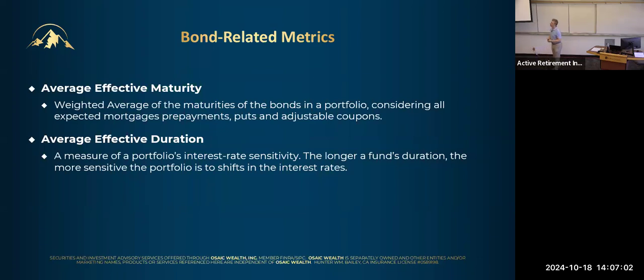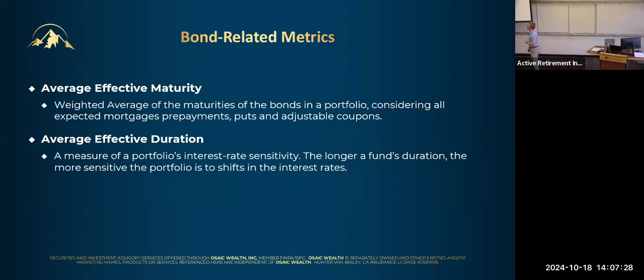So we're taking into account if you have, say, a callable bond, and it can be called early, or if you have a mortgage bond in there and people are prepaying their mortgage, they're paying extra on that and bringing the life of it down, and adjustable, all those different things. That's taking into account all those things that change the maturity of a bond and averaging it all together so you have an average idea of how long the bonds in the fund last.